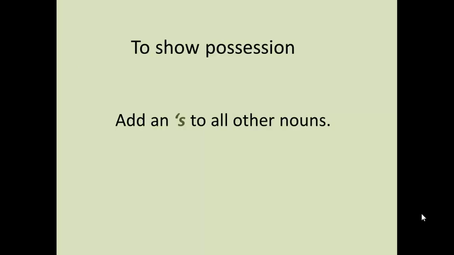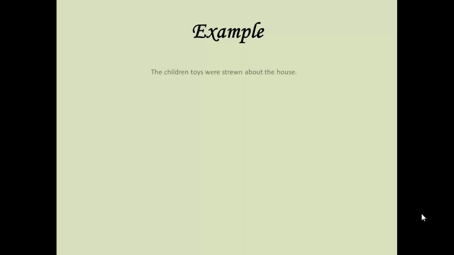Rule 2 is to add an apostrophe S to all other nouns to show possession. Now, some will tell you that there are other rules, that for ancient names ending in S, you only need to add an apostrophe. Although they're right, it's not wrong to do it this way either. More and more books are leaning in this direction.